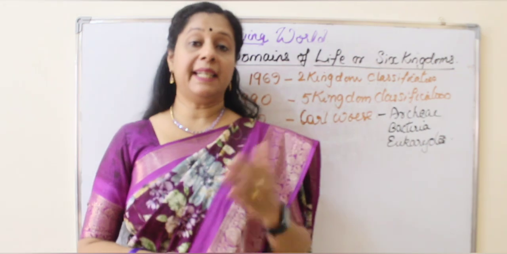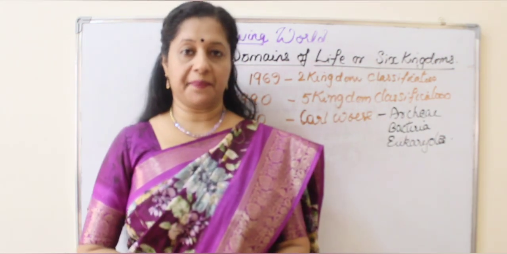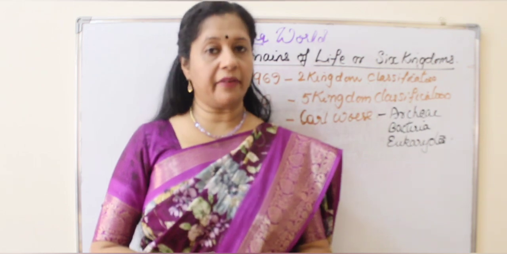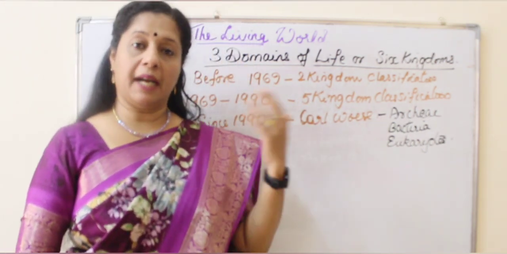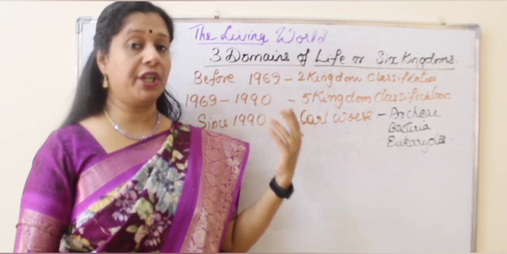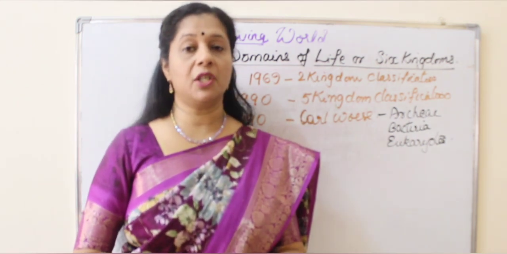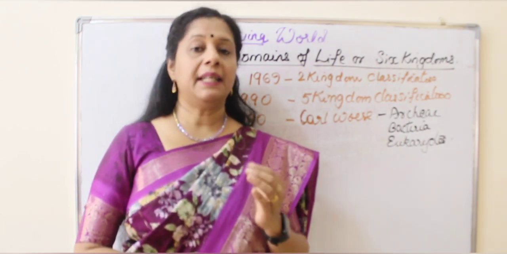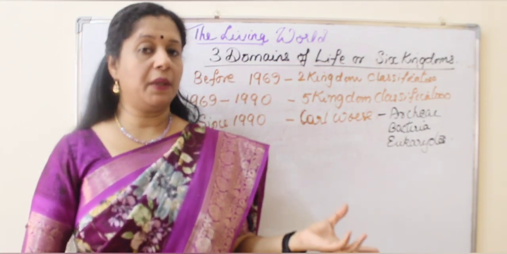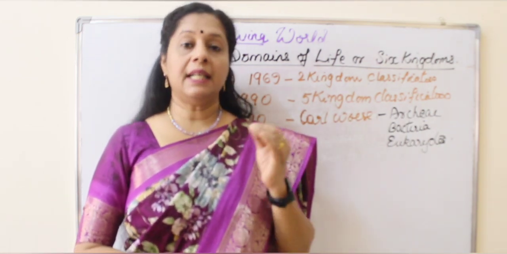What do you mean by three domains of life? Or we can otherwise call it six kingdoms. It is with regard to the classification systems. Before 1969, we had been following the classification done by Carl Linnaeus. He classified all the living organisms into two kingdoms, plant kingdom and animal kingdom. But there were a few problems associated with this classification. About that we will learn in the next chapter.